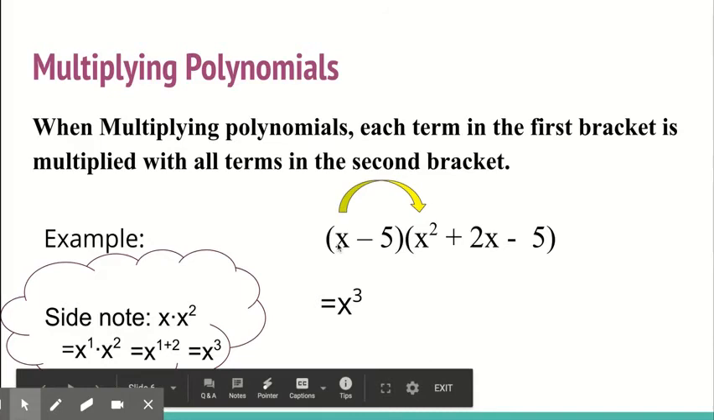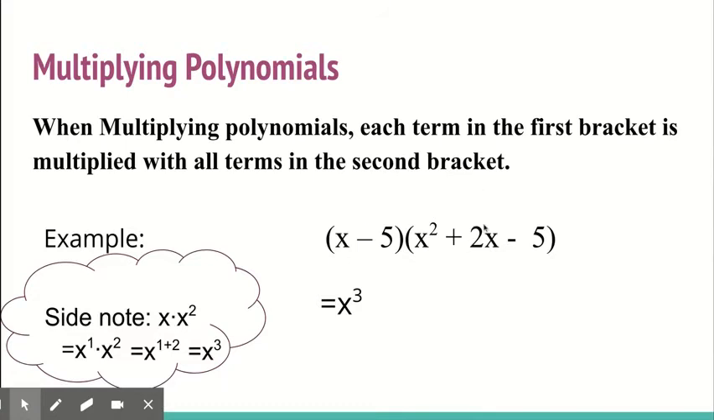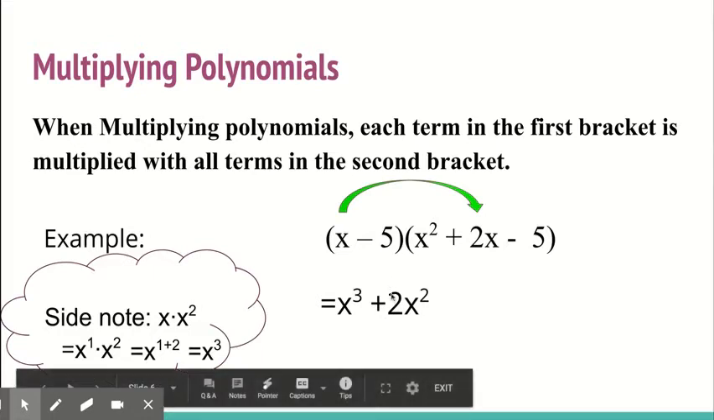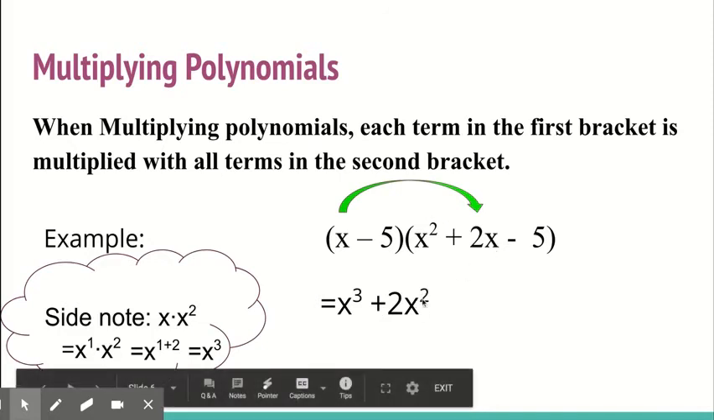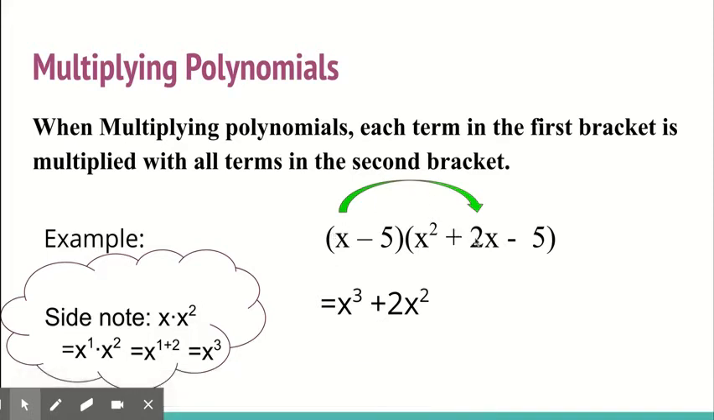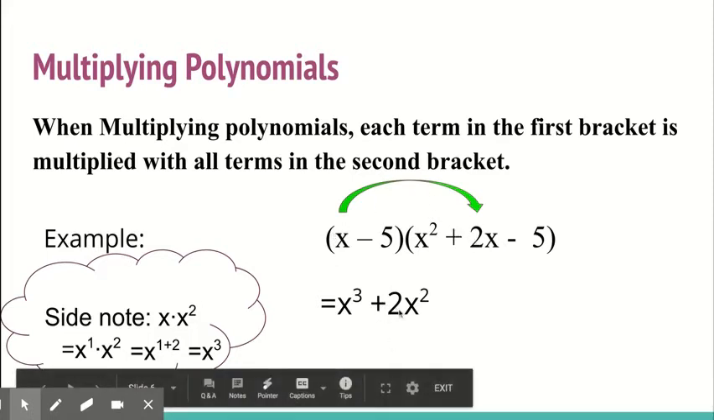Okay, so when I'm done that, I'm now going to take this x and multiply it to the second term in the second bracket. So I have x times positive 2x. That's going to give me positive 2x squared. Remember, the x times the x, you add those two exponents together, and that's why we're getting the x squared. And the imaginary 1 in front of this x times 2 is why we have it as 2x squared.